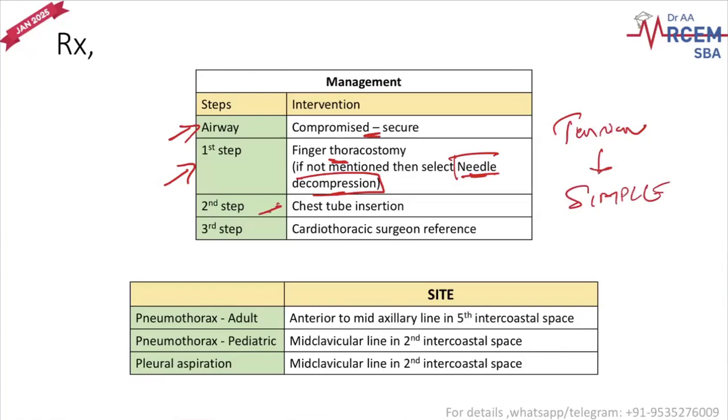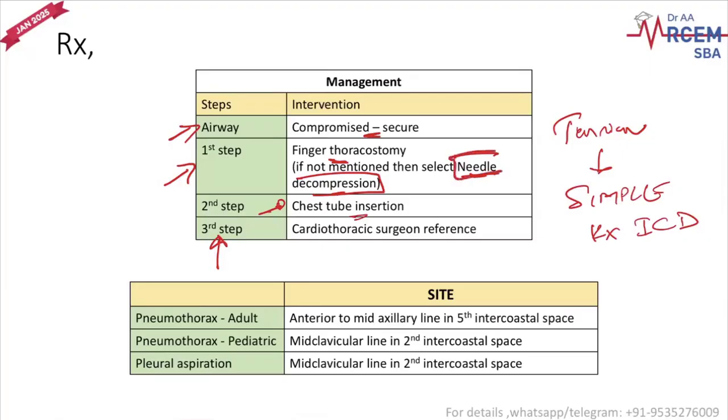Once it's converted into a simple pneumothorax, place a chest tube. For a simple pneumothorax, the treatment is placement of an intercostal drain, that is, a chest tube needs to be inserted. After that, call the cardiothoracic surgeons and let them know what has happened, because they might want to intervene at a later stage. Immediately, they might not intervene, but you need to always involve the cardiothoracic surgeon as a third step.